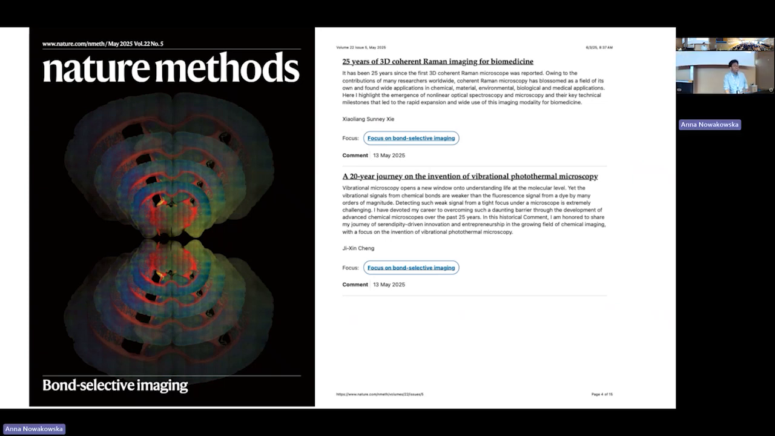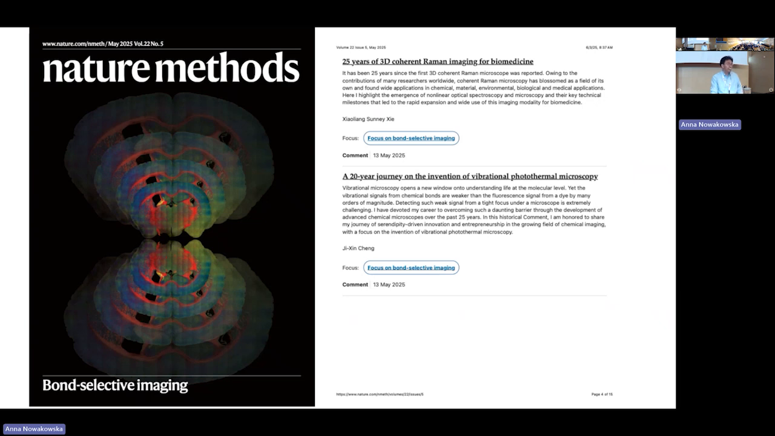So in May of just this year, Nature Methods published a focus issue on bond selective imaging. You're welcome to read this issue. There are two review articles, one on the instrument by my group, and the other on probes by Wei-Min and the co-workers. So Sami and I also brought two historical perspectives to tell the story behind the invention or development of CARS and the vibrational photothermal microscopy.